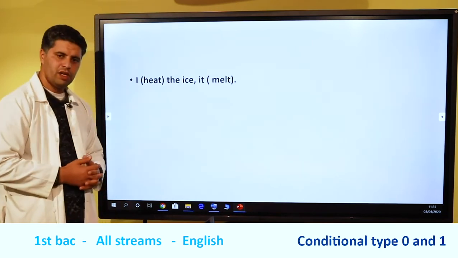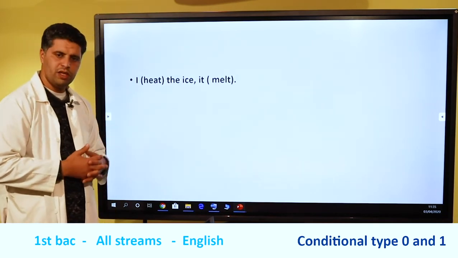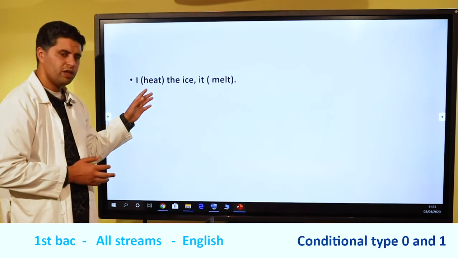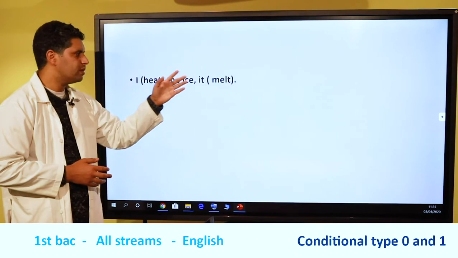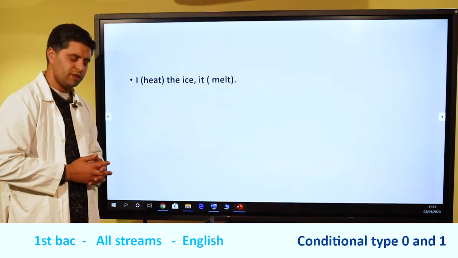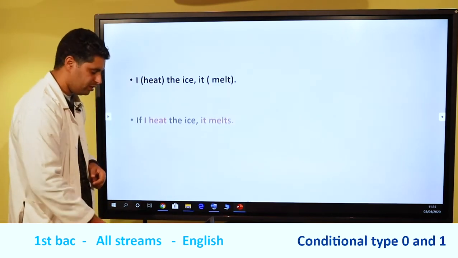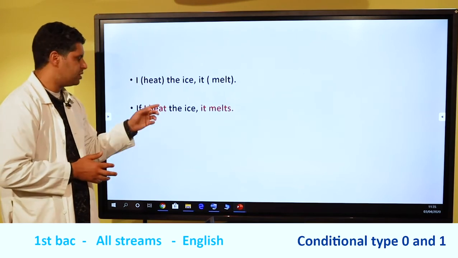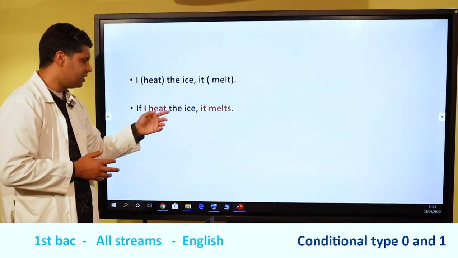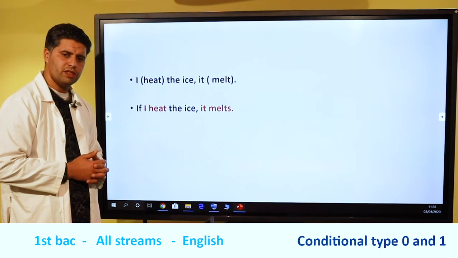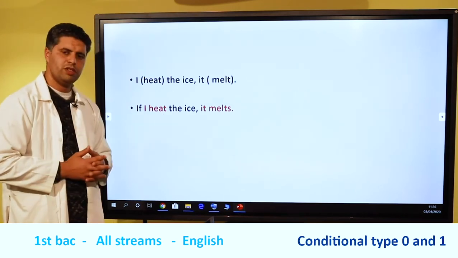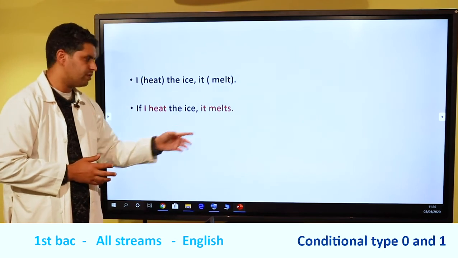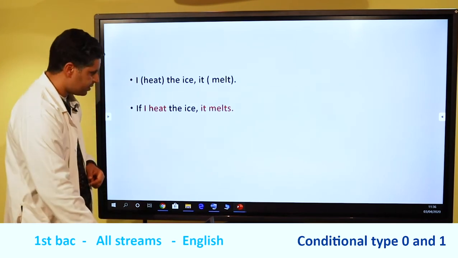Another example: I heat the ice, it melts. Here we have to use conditional zero, and that's why we use present simple plus present simple in the second part of the sentence. So the answer will be, if I heat the ice, it melts, as you can see. So here the first part is used with the present simple, and the second part is also used with the present simple.